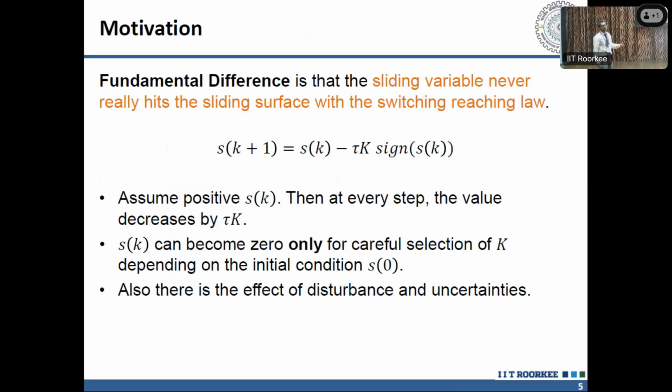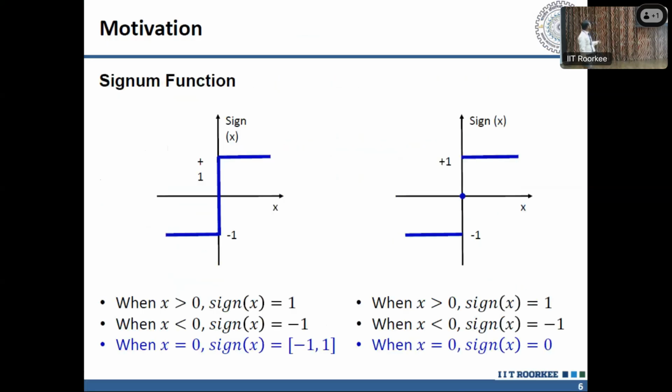Also there is the effect of disturbance and uncertainty. If there is any disturbance and uncertainty, we will not know exactly where the value is going. So sk minus tau k will not be taken; it may be something different. So we don't know where the value is.